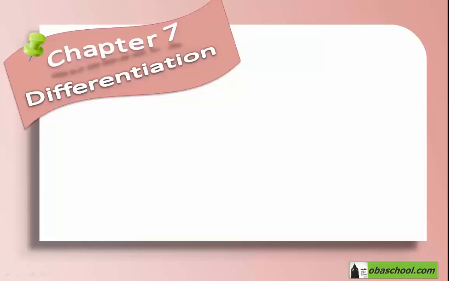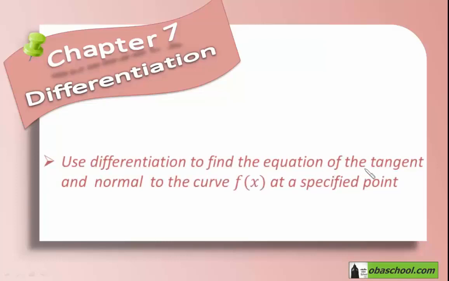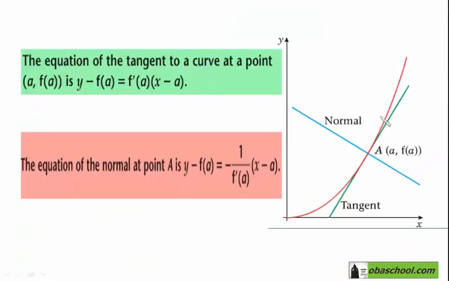In this tutorial, we are going to continue learning how to use differentiation to find the equation of the tangent and normal to the curve f of x at a specified point. So now we are talking about tangent and normal at the same time. For this purpose, let's move to set of exercises 7H page 130.